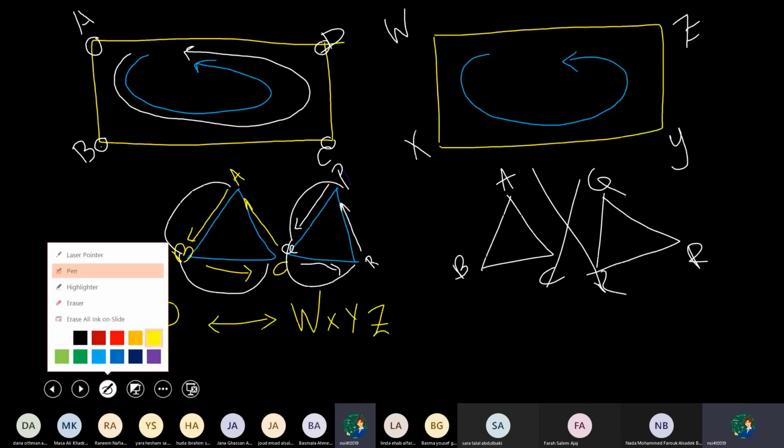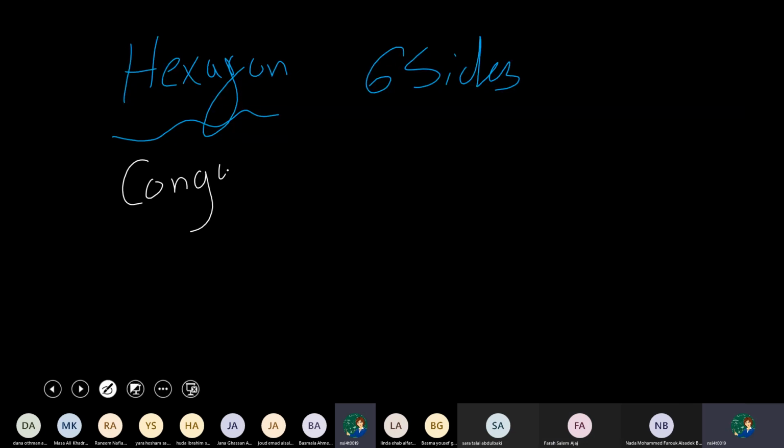If you have a hexagon now, do you know how many sides the hexagon has? They are 6 sides. So since the hexagon has 6 sides, how many congruence elements? 12. It's 12, which is 6 times 2.